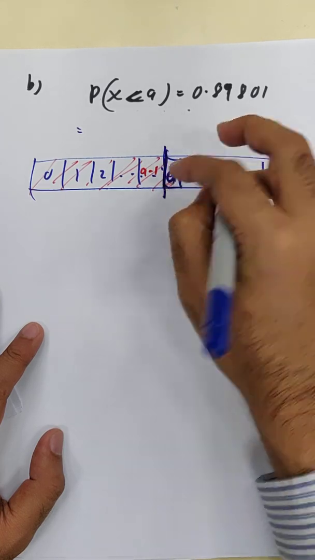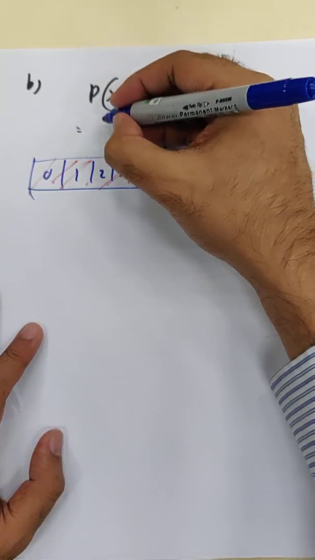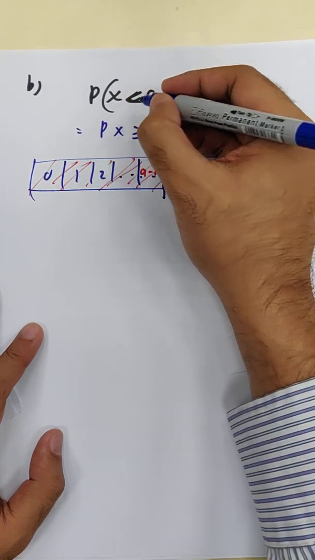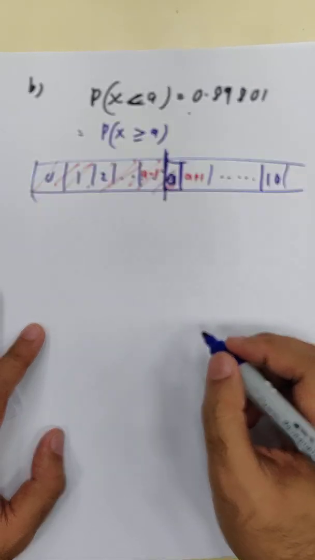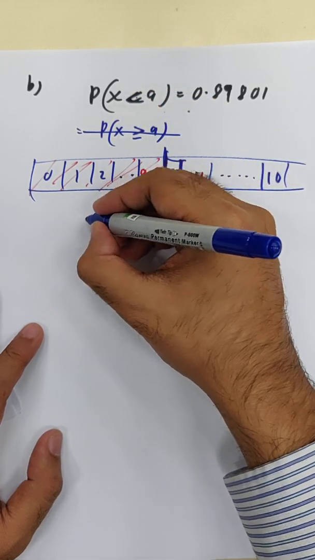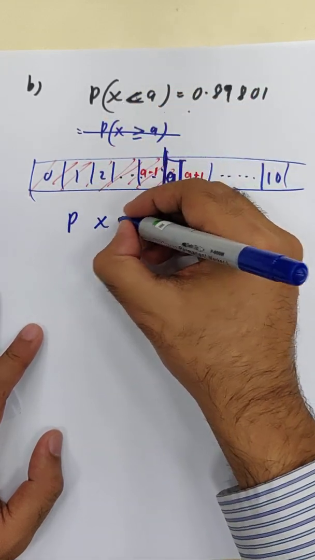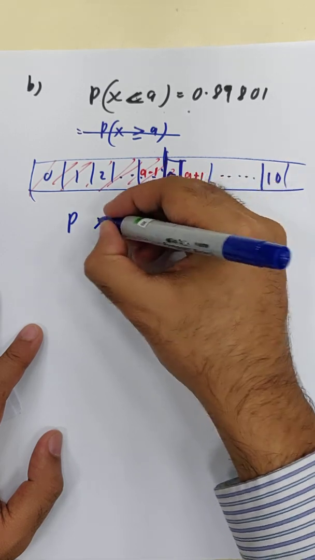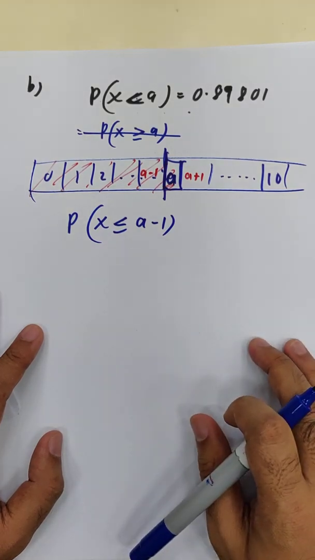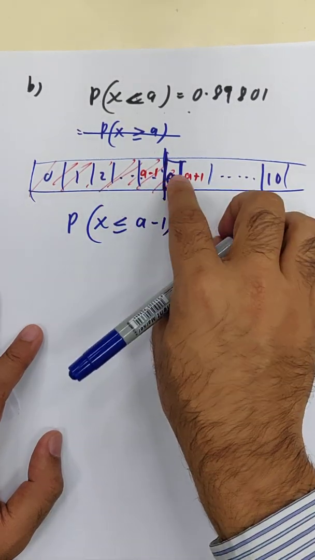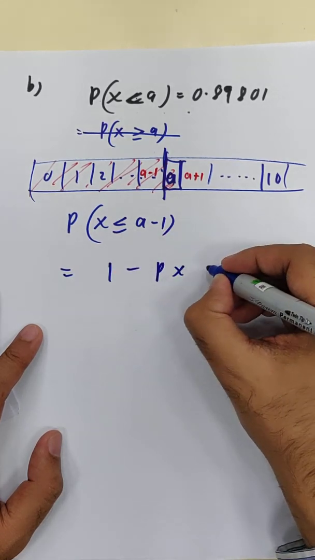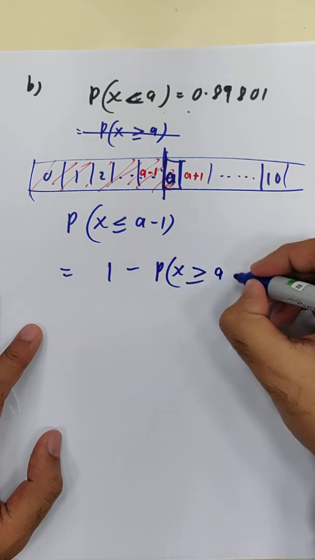Alright, so it's supposed to be P(X ≥ a). Sorry about it, I need to write down properly. Less than a, so that means P(X ≤ a minus 1). We know this one for sure. And we want to find this direction. So it's supposed to be 1 minus P(X ≥ a). Alright, that's more like it.